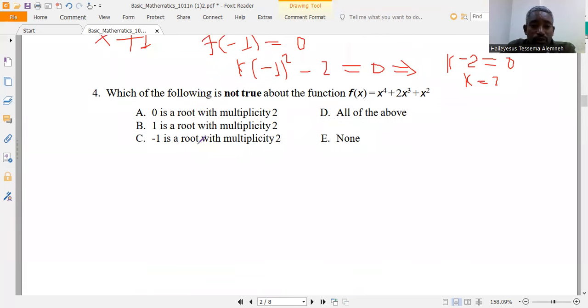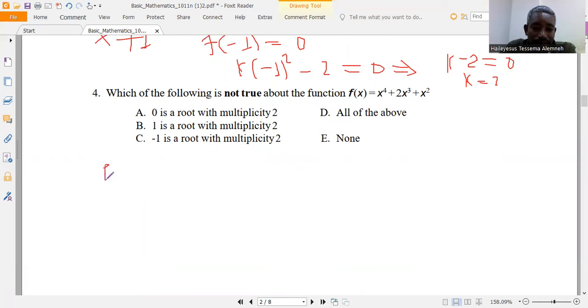The next question is, which one of the following is not true about the polynomial function x to the power of 4 plus 2x cubed plus x squared? It's given first what is the domain of the polynomial function. The domain of every polynomial function is the real numbers, and its range is also the real numbers.